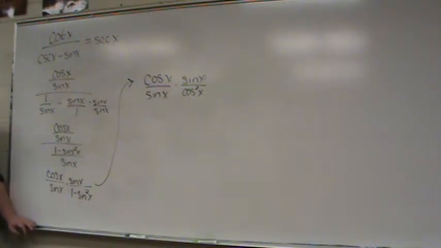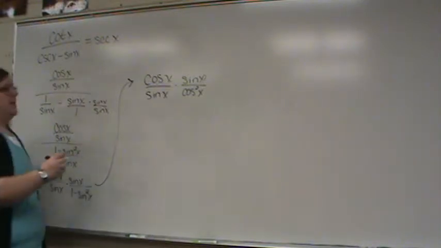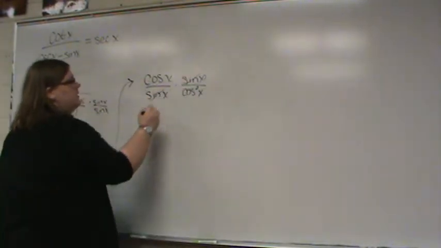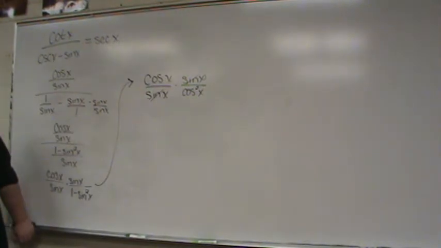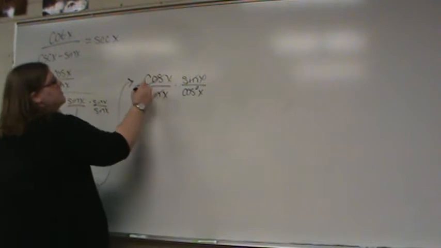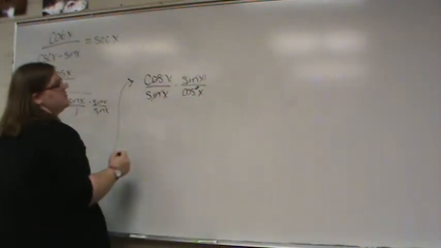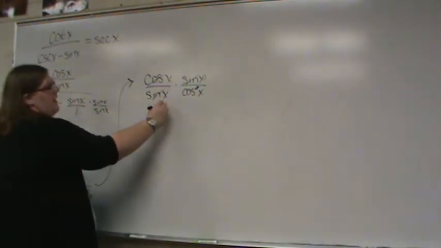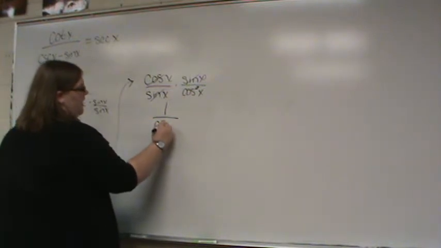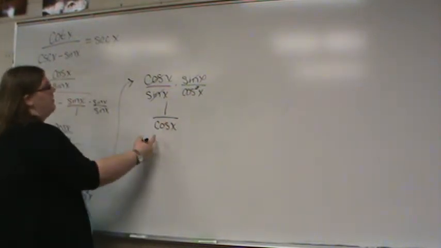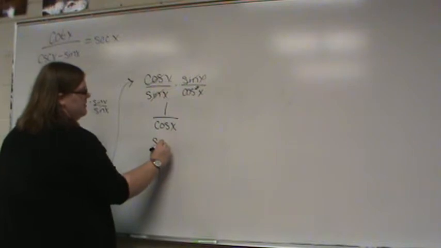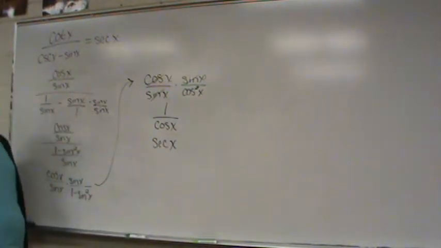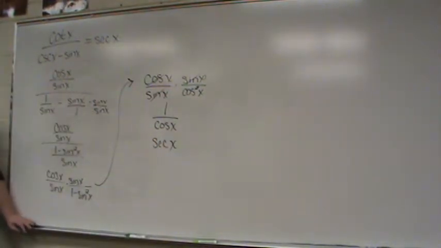So now that we're multiplying those two fractions, what can we do? We can cancel out the sines. What else can we do? Factor the cosine squared x into two cosines. We can cancel out a cosine. So we have a cosine here and a cosine squared here, so we're left with 1 over cosine x. And 1 over cosine x is secant x, which is what we were trying to prove.